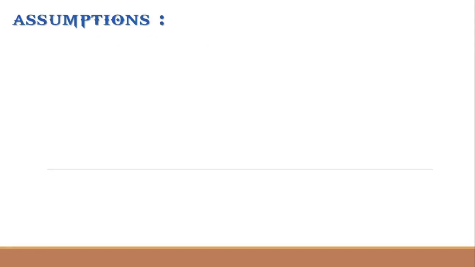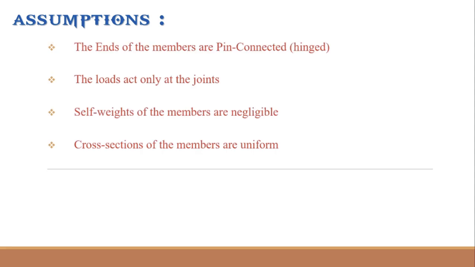Next we will see the assumptions made under this truss. To solve problems we need to assume something, because in reality is different and practical is different. So here some assumptions related to the truss are: the ends of the members are pin connected or hinged. The members which are connected to each other are connected by hinge or pin connected.